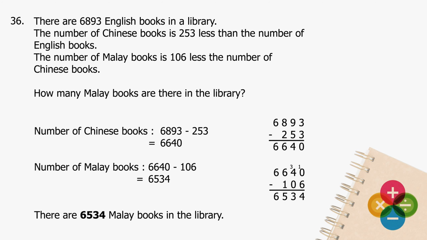The number of Chinese books will be, subtract 253 from 6,893, and the difference is 6,640. The number of Malay books will be, subtract 106 from 6,640, and the difference is 6,534. There are 6,534 Malay books in the library.